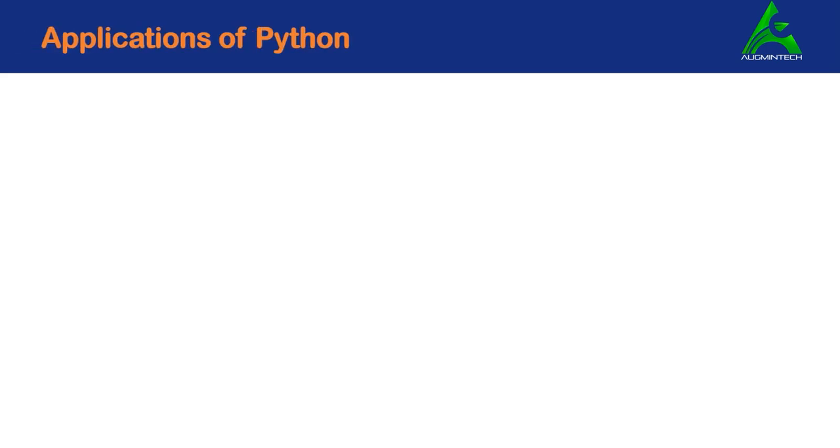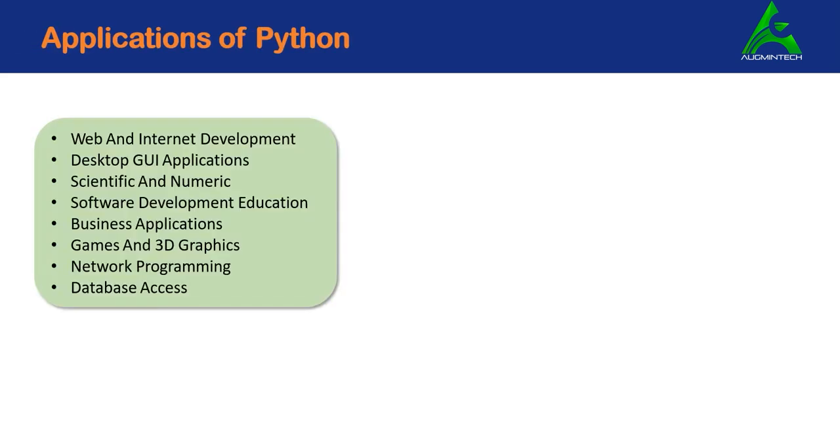Now let's see what are the applications of Python. So Python can be used in web and internet development. It can be used in desktop GUI applications, that is graphical user interface applications. It can be used for business applications, scientific numeric computing using analysis and visualization libraries like NumPy, Pandas, SciPy, Matplotlib, Seaborn, and so on. It can be used for software development applications. It can be used to build games, animations, 3D graphics.